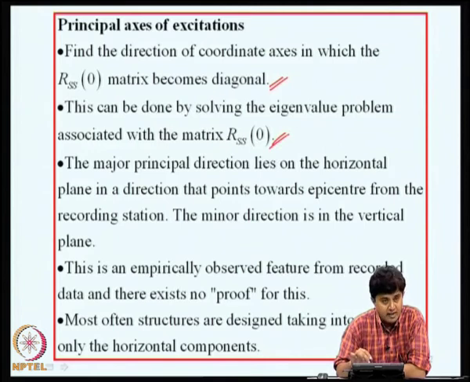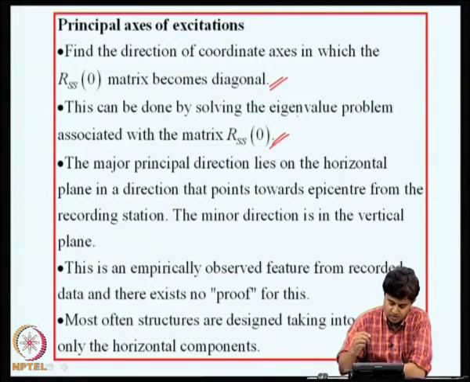It is found by analyzing recorded ground accelerations that if we were to find these principal axes, the major principal axis lies in the horizontal plane and connects the observation point to the epicenter. The minor axis, that is the third axis, will be in the vertical direction. The intermediate axis will be in the horizontal plane normal to the line joining the observation station to the epicenter. This is an empirically observed feature, and there is neither a theoretical proof nor a proof based on theory of wave propagation. So, it is simply an empirically observed feature in recorded strong ground motions.